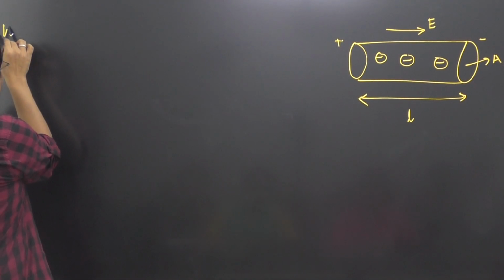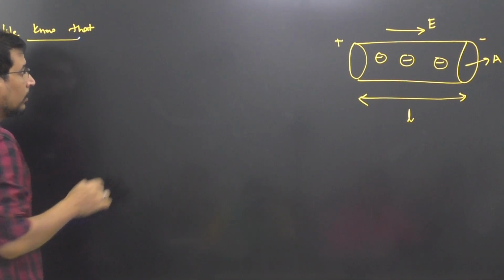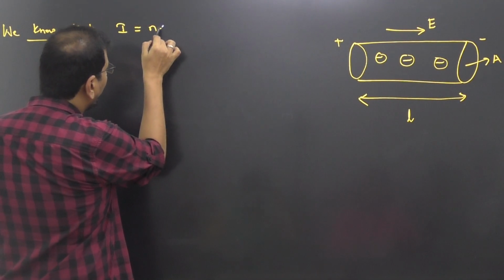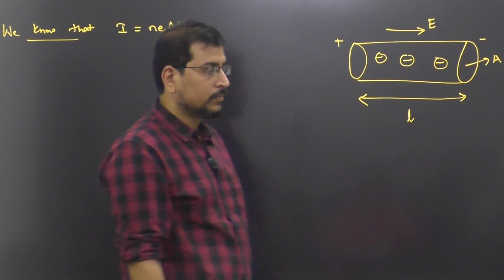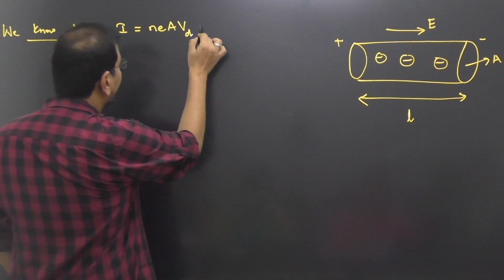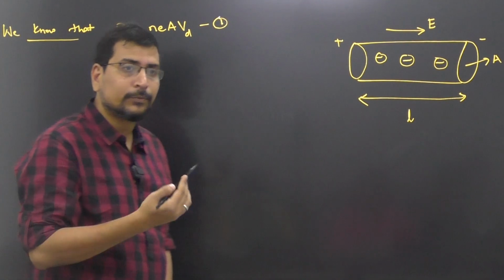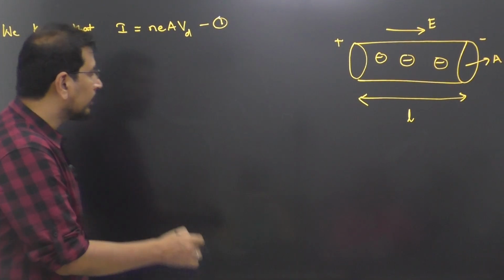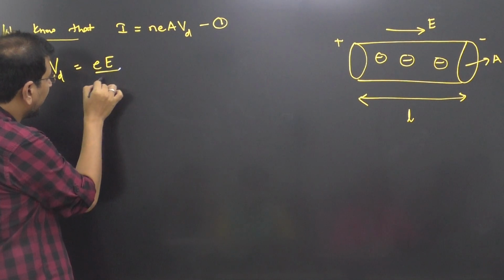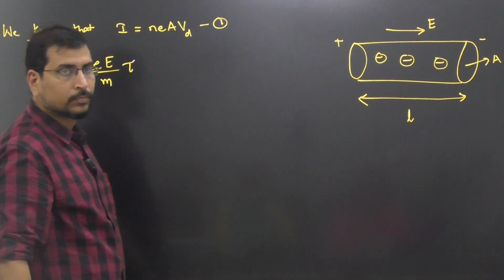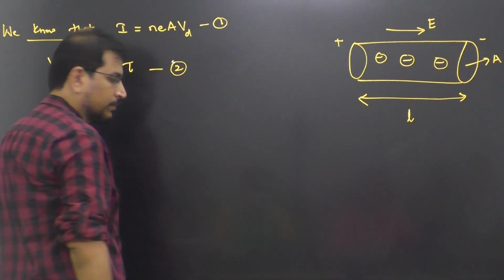So we know that I is equal to NEA into VD. Right. So let this be equation number 1. But what do we know about drift velocity? So we know that drift velocity is equal to small e into capital E divided by m into tau. Right. So let this be the second equation.